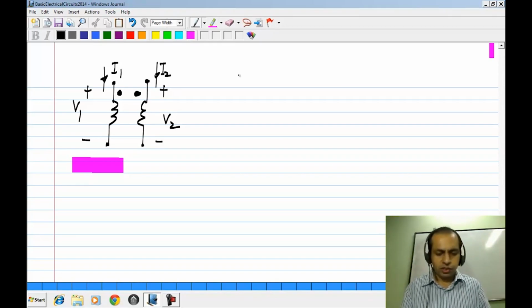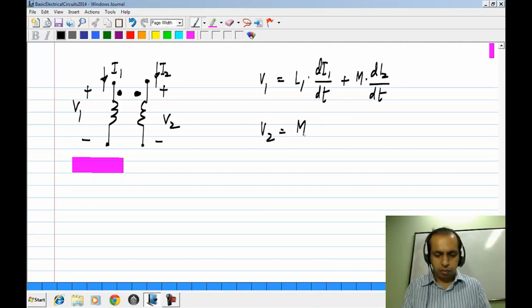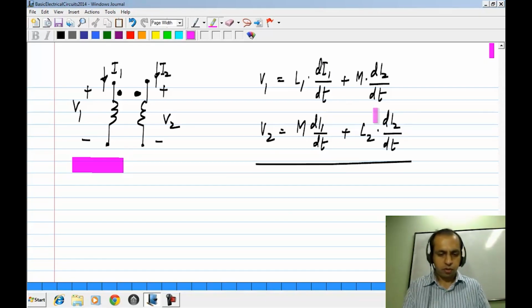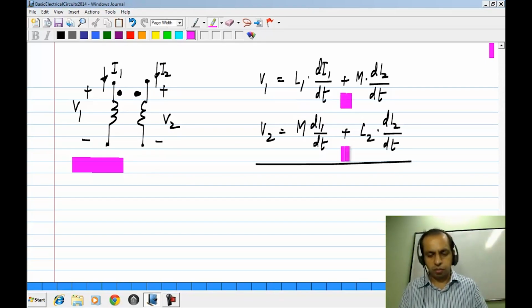With this, V1 will be given by L1 di1 by dt plus M di2 by dt, and V2 will be M, the time derivative of I1, plus L2 times the time derivative of I2. So, this removes the sign ambiguity. That is, you take both currents going into the dots and the voltages according to the passive sign convention, then you get a plus sign here.